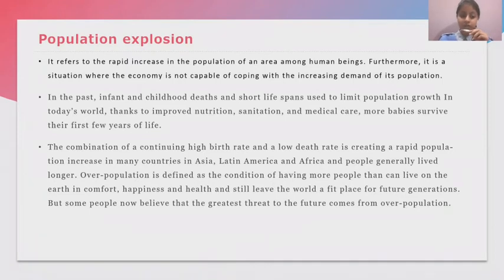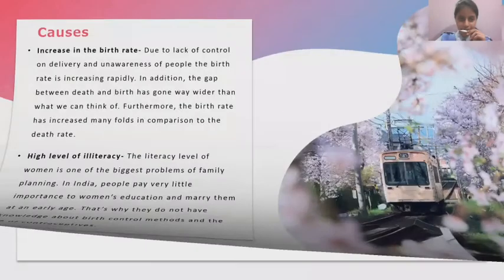The combination of a continuing high birth rate and a low death rate is causing a rapid population increase in many countries in Asia, Latin America and Africa, and people generally live longer. Overpopulation is defined as the condition of having more people than can live on the earth in comfort, happiness and health and still leave the world a fit place for future generations. But some people now believe that the greatest threat to the future comes from overpopulation.